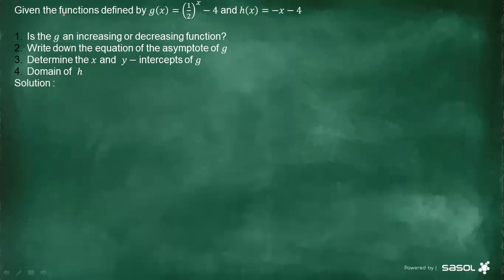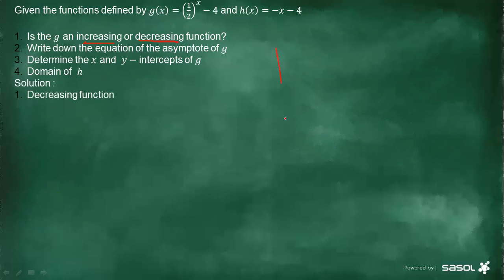Given the function defined by g of x equals 1/2 x minus 4, and h of x equals negative x minus 4. Does g increase or decrease?